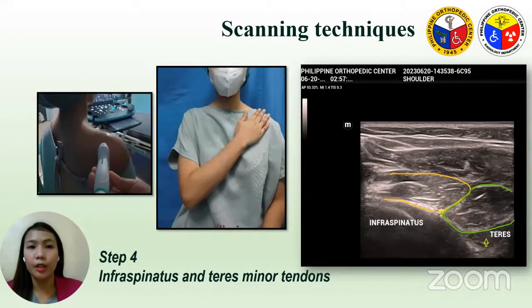The next step is the infraspinatus and teres minor tendons. Place the transducer over the posterior aspect of the glenohumeral joint with the hand on the opposite shoulder, and increase the depth to include the posterior fossa structures within the field of view of the ultrasound image. The two tendons are distinct structures originating from their respective muscles. The yellow marking indicates the infraspinatus tendon, and the green marking indicates the teres minor tendon.